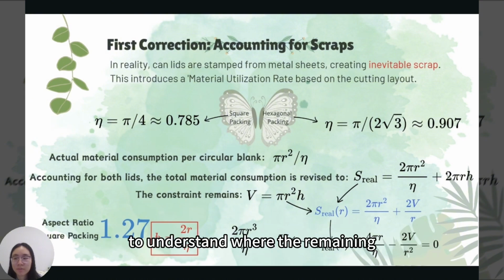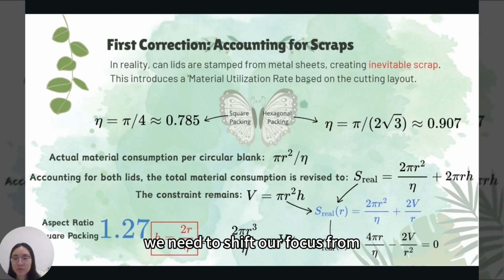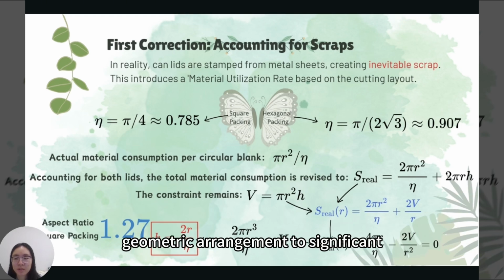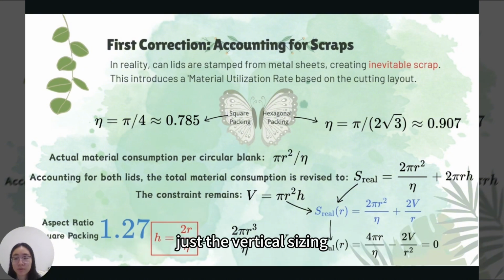To understand where the remaining discrepancy comes from, we need to shift our focus from geometric arrangement to significant manufacturing processing, such as the vertical side seam.